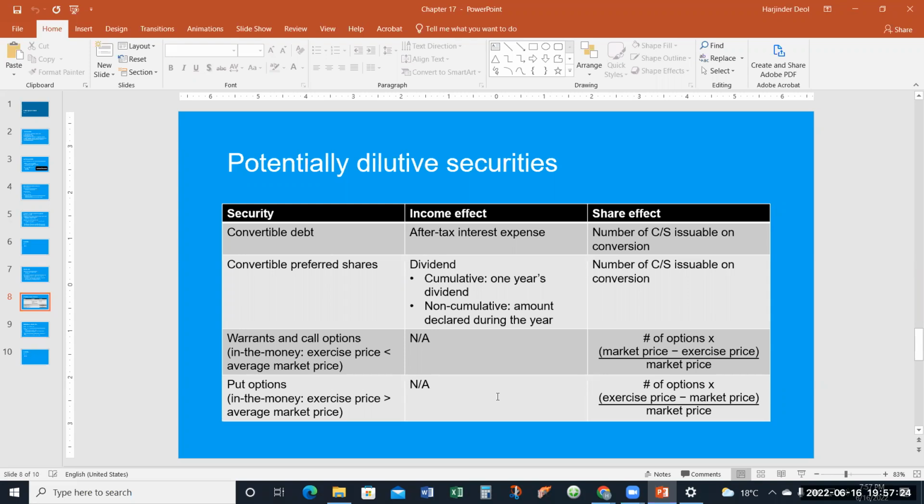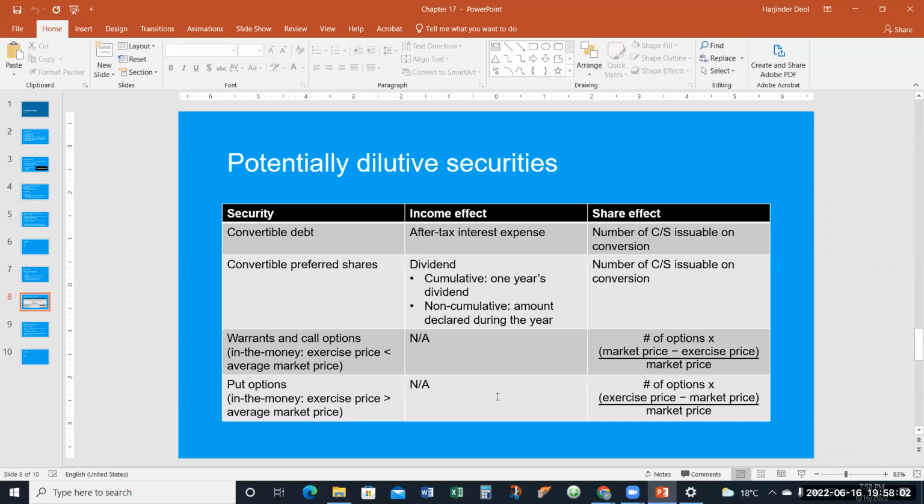For convertible preferred shares, you look at the dividend, right? Because if the preferred shares are converted into common, you won't have to pay dividends on the preferred shares. And there, just like we did the math for net income available to common, it depends whether the preferred shares are cumulative or not. If the preferred shares are cumulative, you will take into account 1 year's dividend. If the preferreds are non-cumulative, you will only take into account whatever dividends have been declared during the year on them.